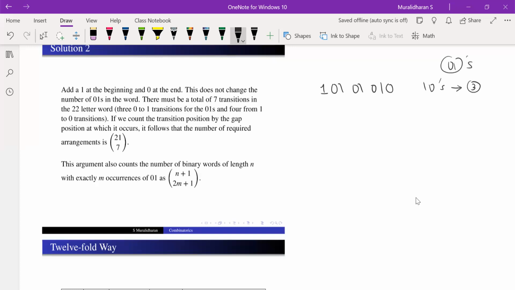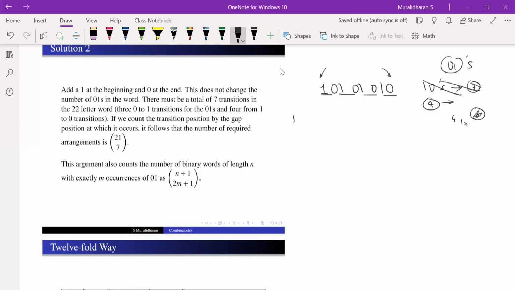Exactly how many will be there? In this case, I have 1, 2, 3, 4. It will be 4 of them. Correct? So you have to find something like that. I have to check something like this. So I have 4 10s. So whenever I have 3 01s, if I add a 1 at the start and a 0 at the end, it will have exactly 4 10s.